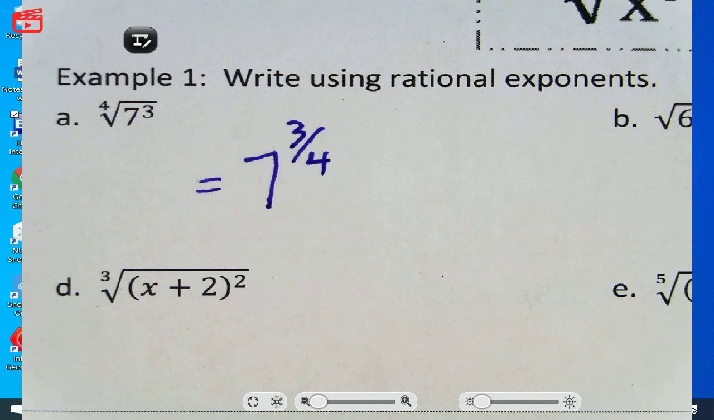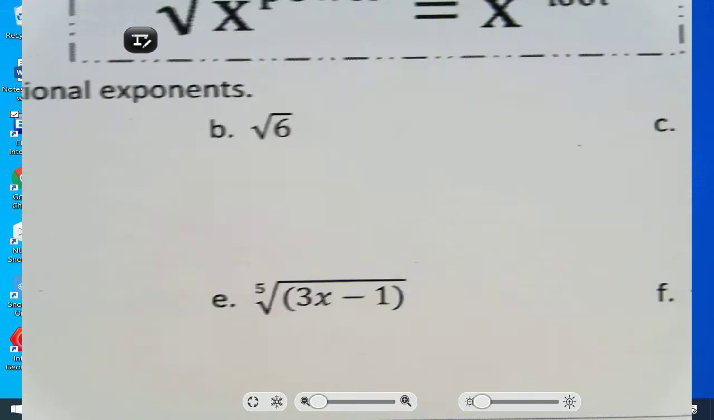So is this all going to be it? That's the answer? No, there's three parts to this. And that's the answer, yes. Alright, example B. That's the answer.